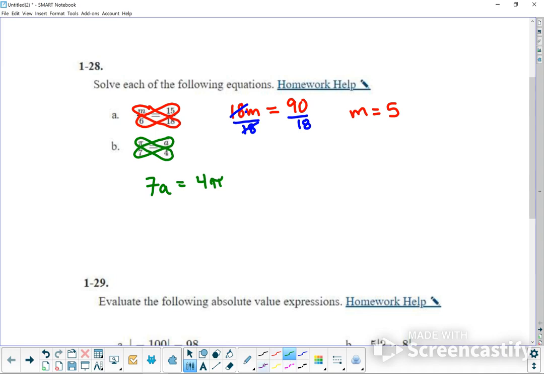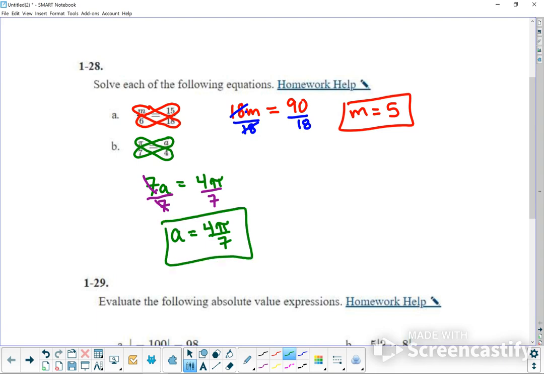In order to solve for A, I'm going to do the opposite or the inverse operation of multiplication by 7, which is division by 7. And these are going to cancel. And we will get A is equal to 4 pi over 7. And that's all we do. We're not going to use a calculator or anything. So part A, that's our answer. Part B, that's our answer.